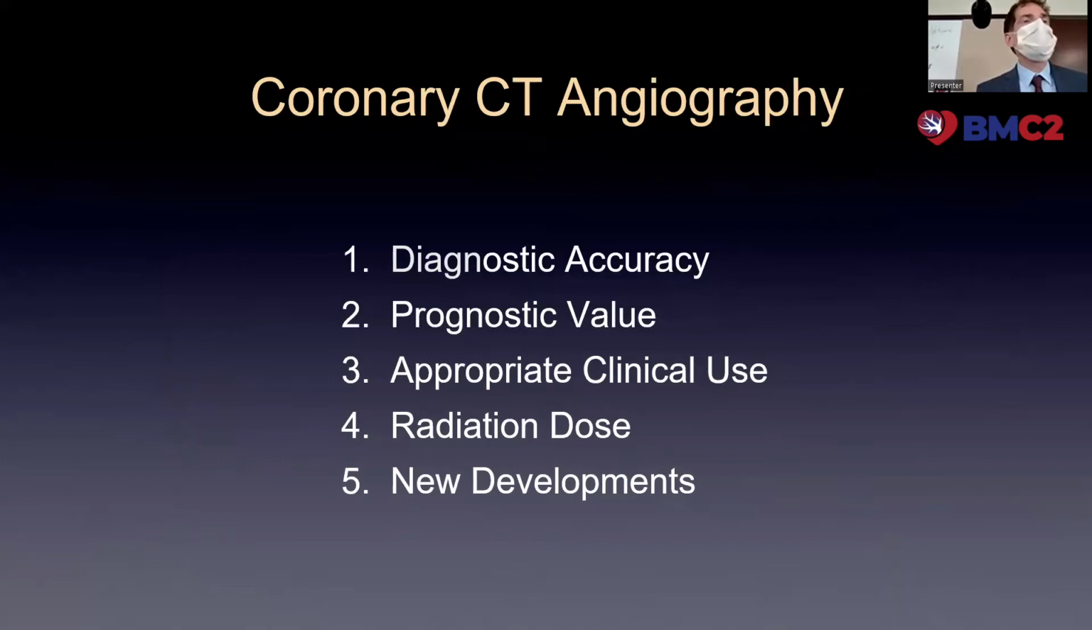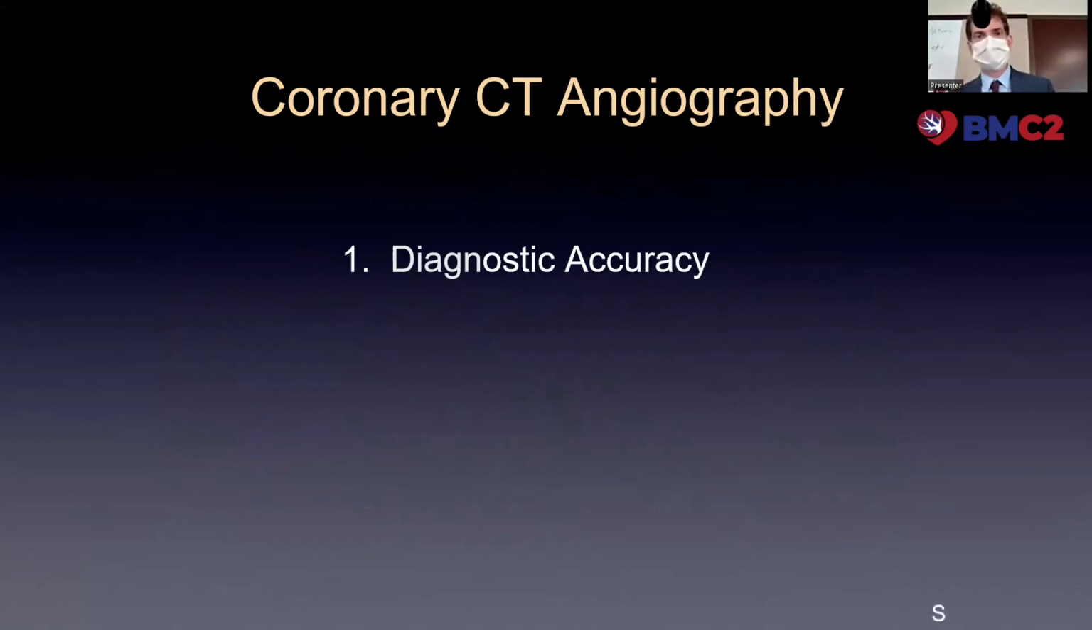So as we think about something like coronary CT, there's a bunch of things we want to think about. Number one, is it an accurate test? Does the findings on a coronary CT have prognostic value? Does it mean something clinically for the patient as far as their prognosis? What are some examples of when coronary CT is appropriately useful? What about safety, like radiation? And then what are some new things in coronary CT that we think about? So I'm going to try to highlight a few of these.